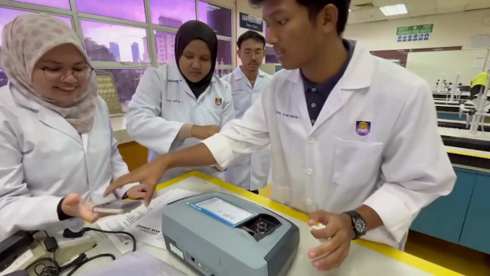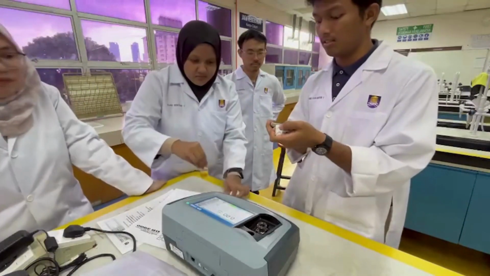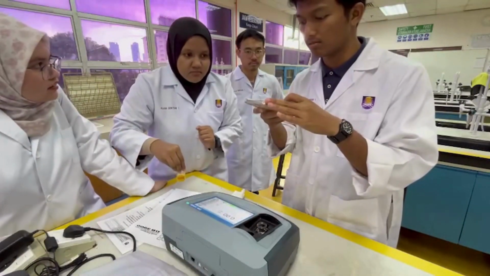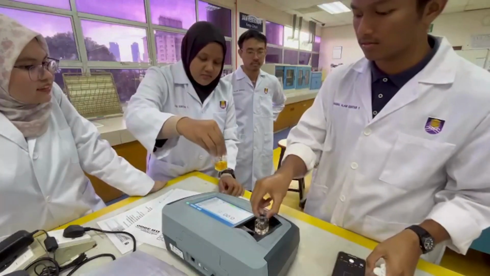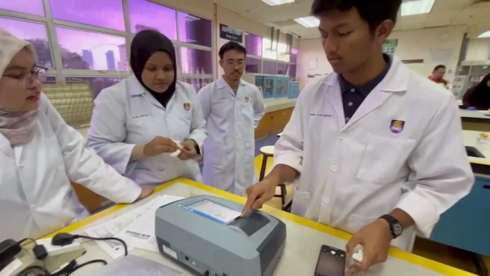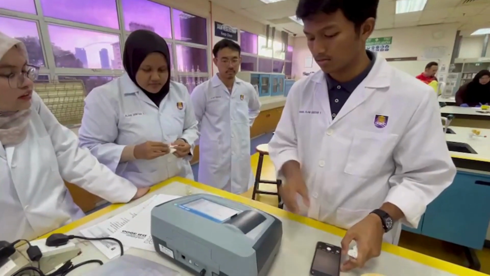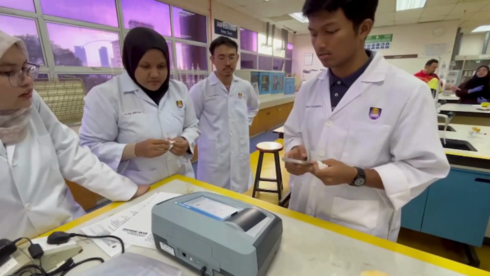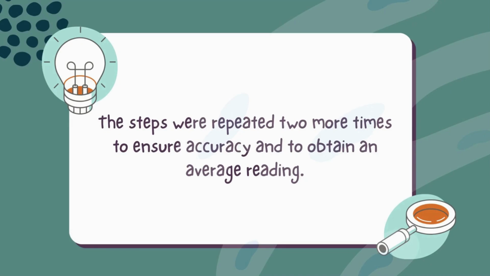The sample cells were cleaned using lint-free tissue, and the sample was then inserted into the spectrophotometer to obtain the absorbance reading. The steps were repeated 2 more times to ensure accuracy and to obtain an average reading.